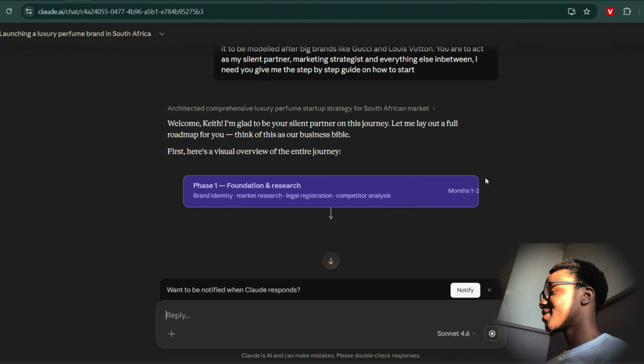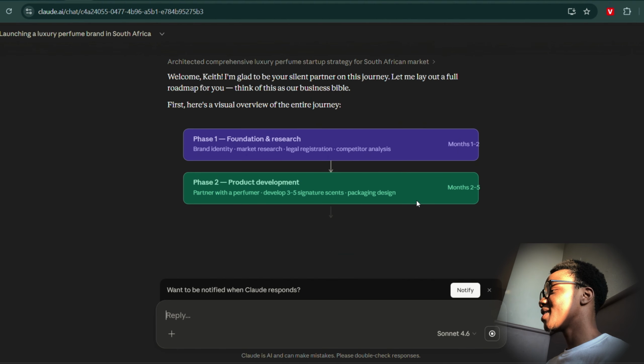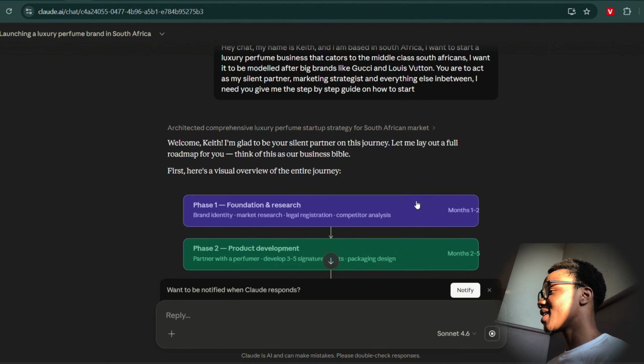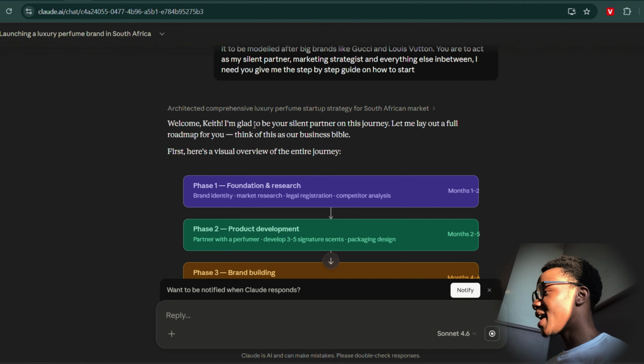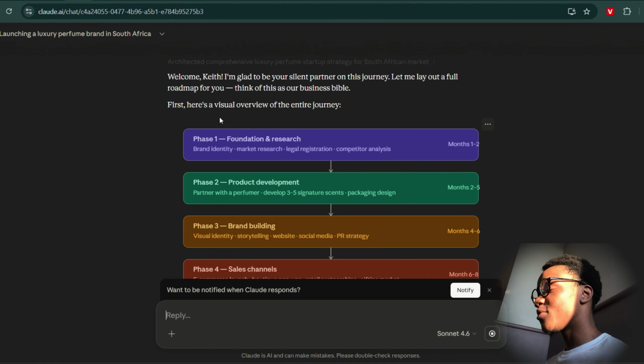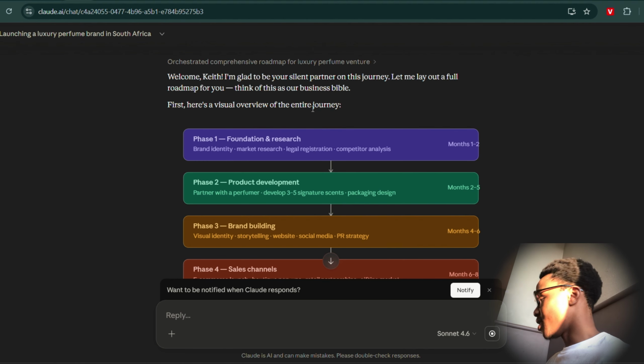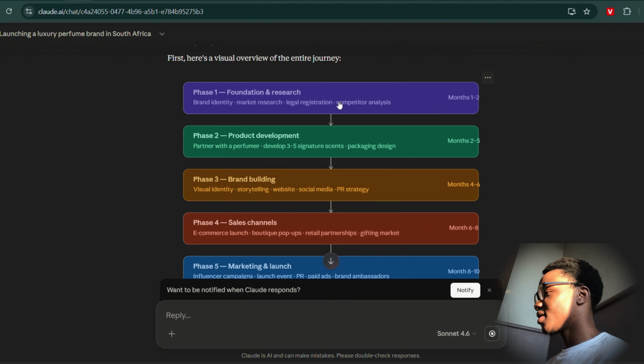Oh my goodness. Okay. Look at it. It's even designing it, man. Like it says, welcome Keith. I'm glad to be your partner on this journey. Let me lay out a full roadmap for you. Think of this as our business Bible. First, here's a visual overview of the entire journey.